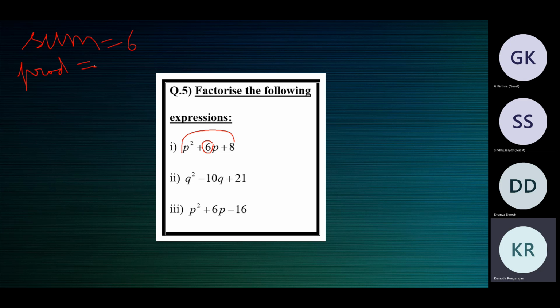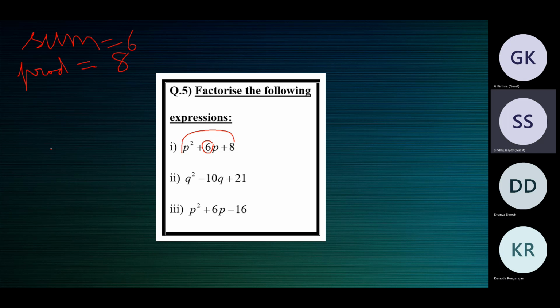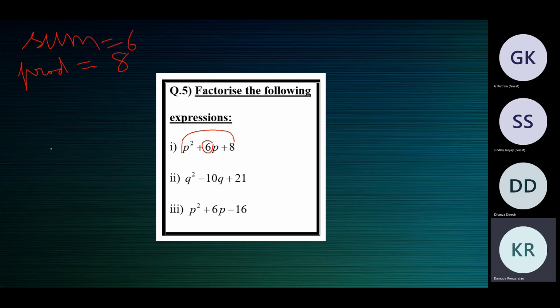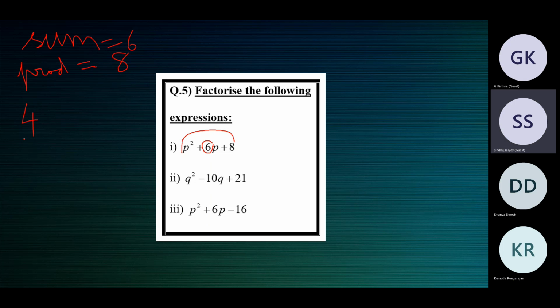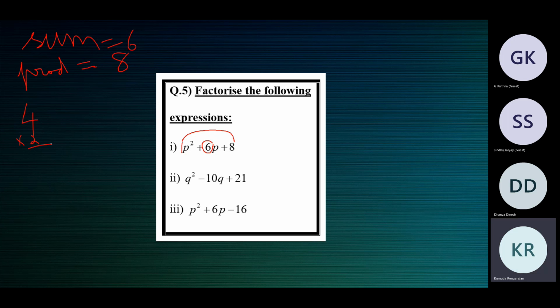We need to find two numbers that satisfy the sum and the product. What are the numbers? You can say 8 1s are 8, but 8 and 1 will not give you 6. 4 and 2 are the two numbers. Why? Because 4 plus 2 is 6 and 4 into 2 is 8. When you multiply, you get the product 8, and when you add, you get the sum 6.